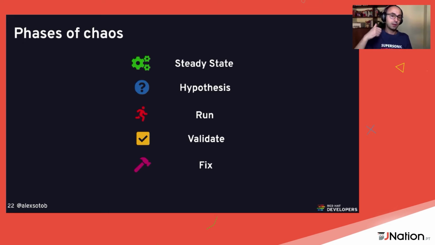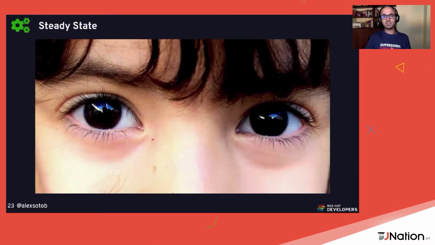We've got a steady state, we've got the hypothesis phase, the run phase, the validate phase, and the fix phase. Okay, then a steady state. What is a steady state? Well, a steady state is just defining some outputs that define that your system is behaving as expected, right? Sometimes these outputs can be that there are no 500 errors, no 400 errors, all my services are returning 200 HTTP codes. But sometimes there are others, for example, performance. You are checking that all the services are performing well, that there are no services that because of some problems start underperforming, start working really, really slow.